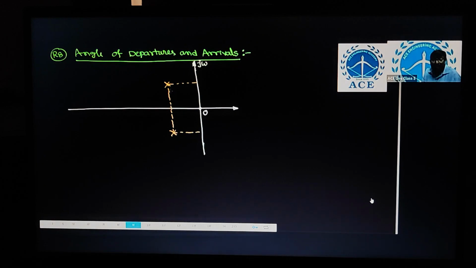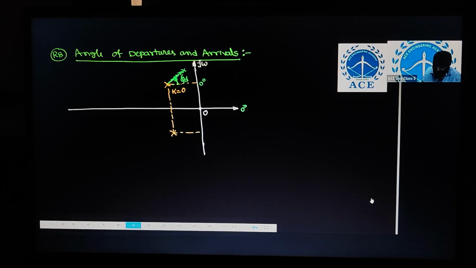Not possible. That means what we need to calculate. This departure depends on other poles and other zeros. What is angle of departure? As k increases, the pole leaves with some angle. With what angle does the pole depart from the initial position, with respect to 0 degrees? 0 degrees means the horizontal line, to the right side, parallel to this line.